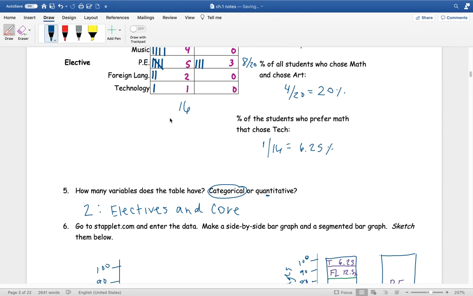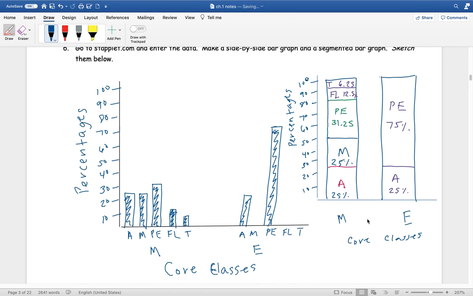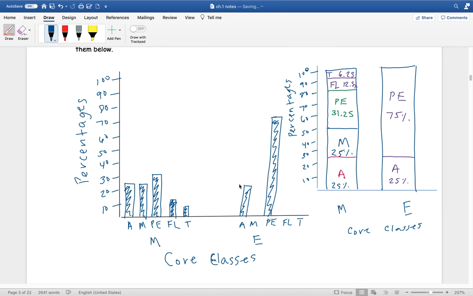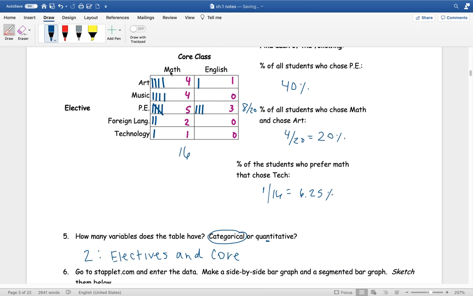Okay, so now we are going to create a side-by-side bar graph and a segmented bar graph. Now, I already created those, so I'm just going to talk about them. Here we have the side-by-side bar graph. Now, this is based off of the core classes. So down here is my core classes. I have math and I have English. If I look back up at my numbers, out of math, I have 16 that were a part of it. And then I'm going to take each number that I have, so art has 4, and I'm going to divide that by 16. Okay, so 4 divided by 16 gives me 25%.